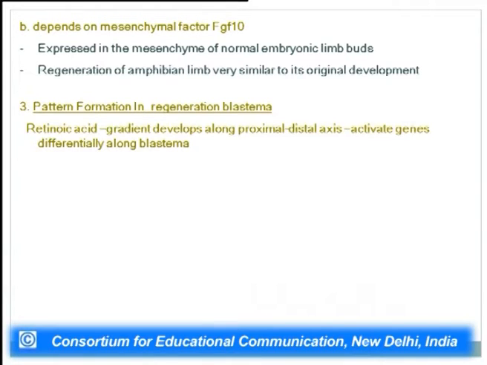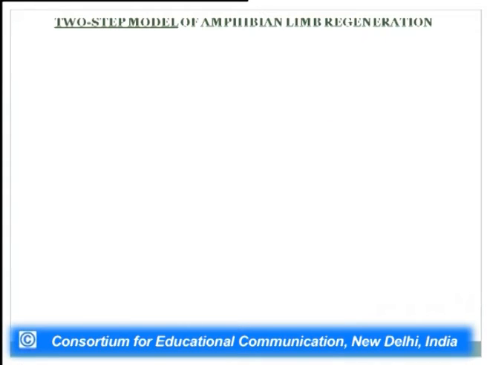The next important factor is pattern formation, the factors affecting pattern formation in the regeneration blastema. Retinoic acid is one example. A gradient develops along the proximal-distal axis and this activates genes differentially along the blastema. So retinoic acid plays an important role in creating this gradient, and this gradient is important for the redifferentiation of the de-differentiated blastema for the regeneration of the limb. Now we can look at the two-step model of amphibian limb regeneration.